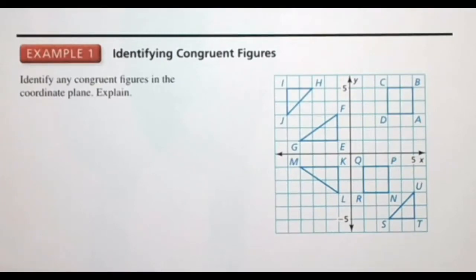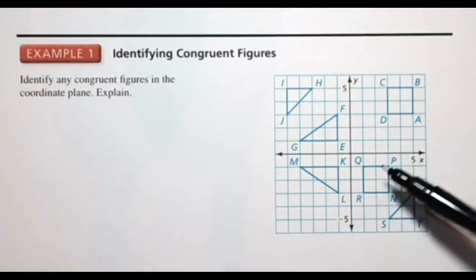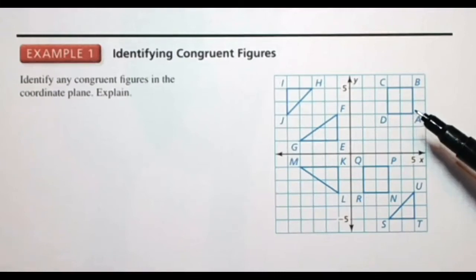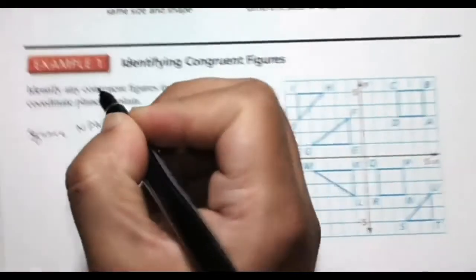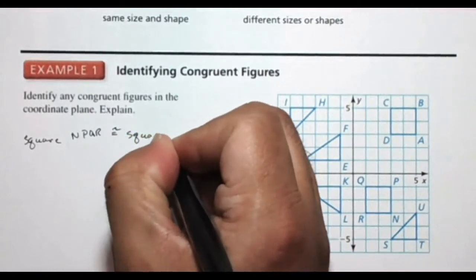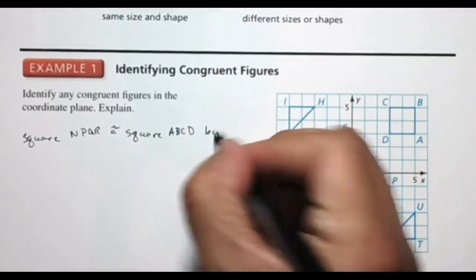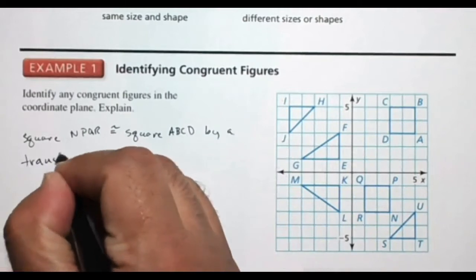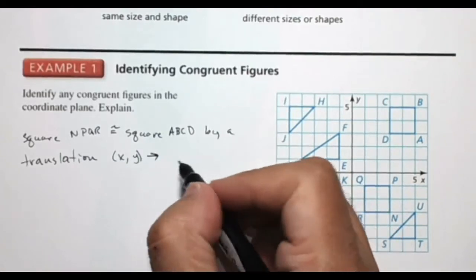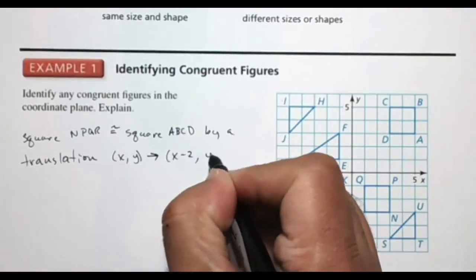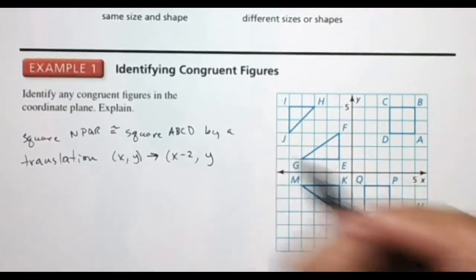All right, so let's look at an example. Example number 1 says identify any congruent figures in the coordinate plane and then explain how you know. We'll start off first with this square NPQR right here. I do see another square up here, the square ABCD. They're congruent because they have the same size, same shape. So I would say that square NPQR is congruent to square ABCD by a translation. The rule for it, we'll do (x, y) has a translation. We went 2 units left, so that's going to be x minus 2. And then for our y values, we're going to go 6 units down, so that means y minus 6.